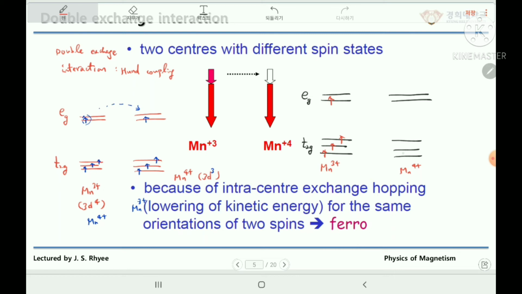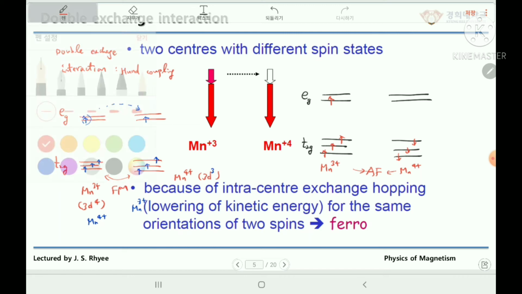But how about the manganese 4 plus case? We can consider that the spin direction is different. Then it is an antiferromagnetic interaction between the two spins, and otherwise it is a ferromagnetic interaction. And also in this case, we can consider the charge transport from this side to this side.